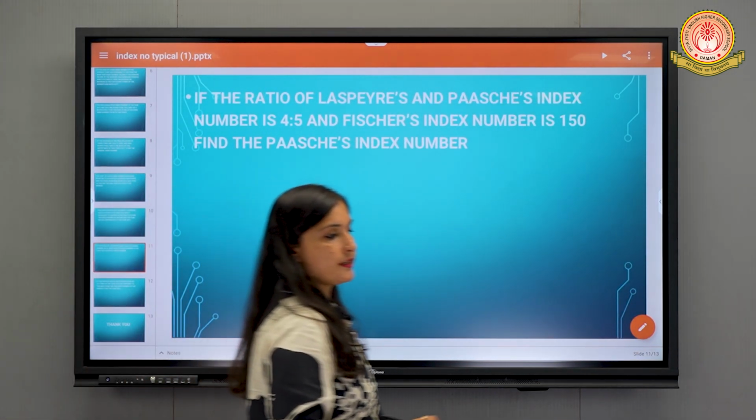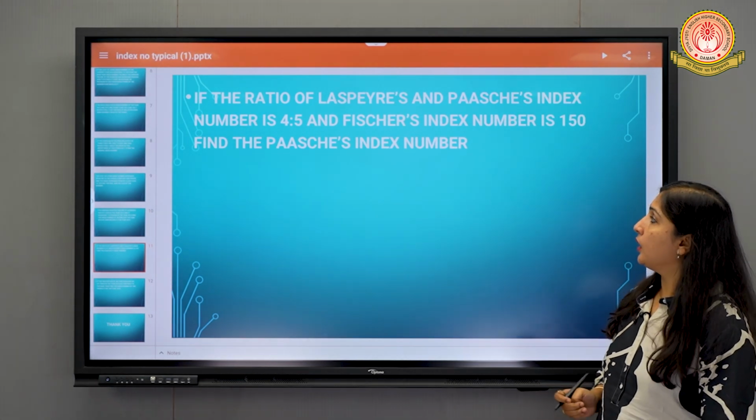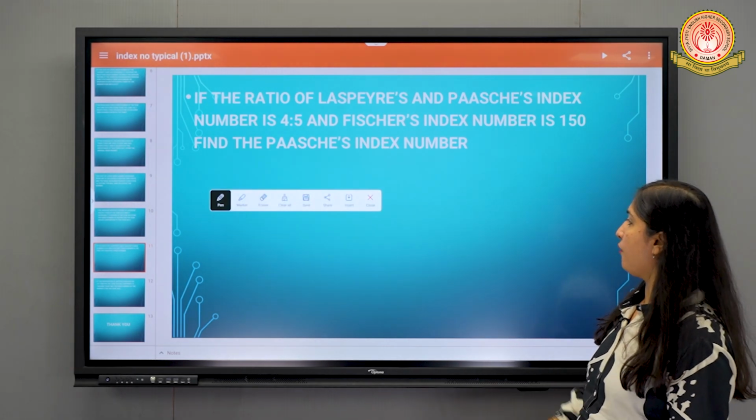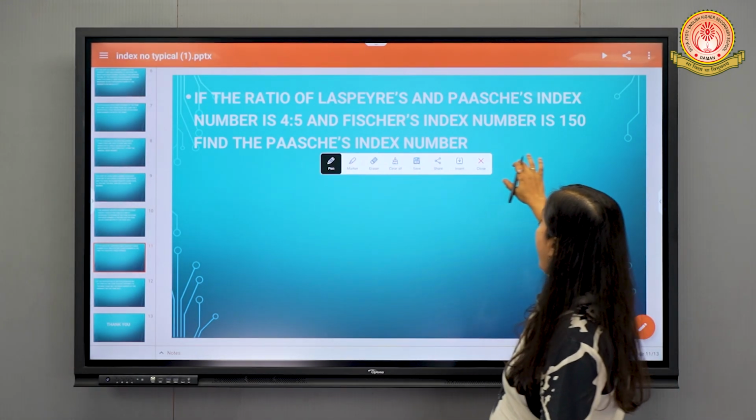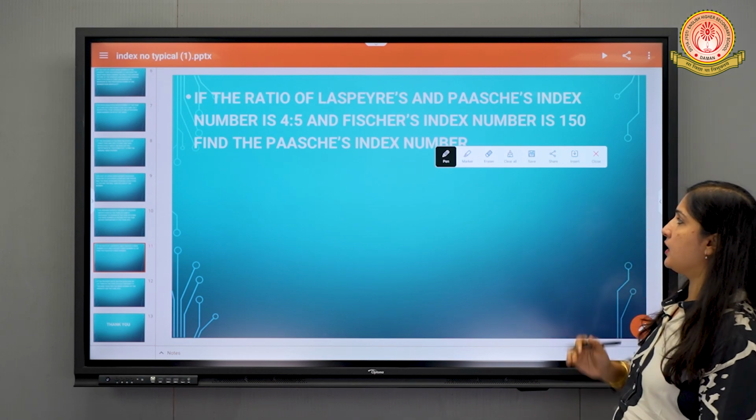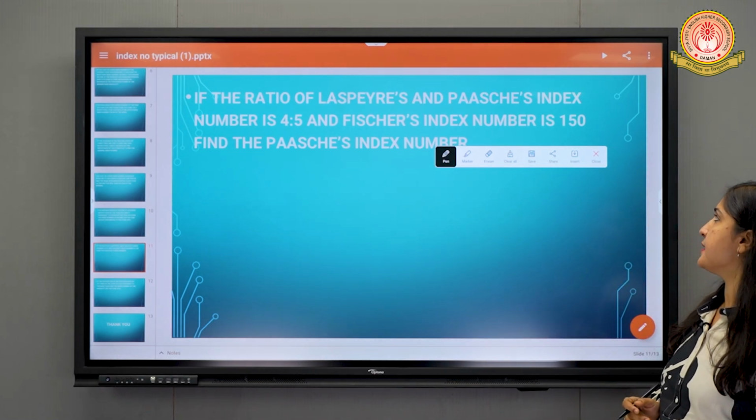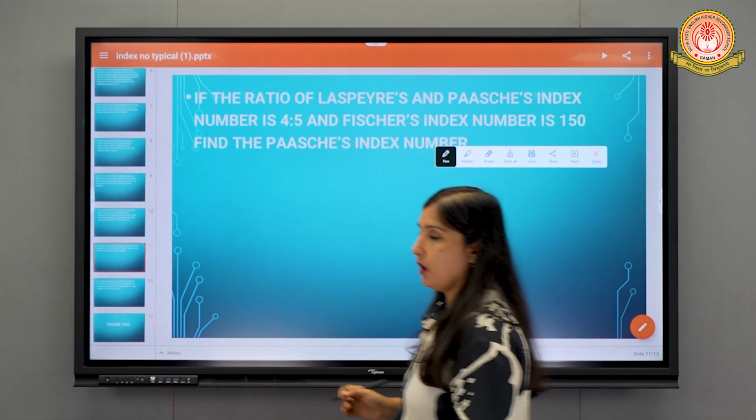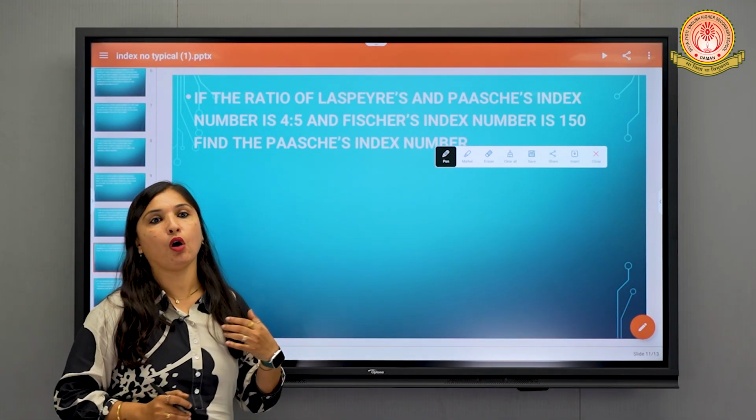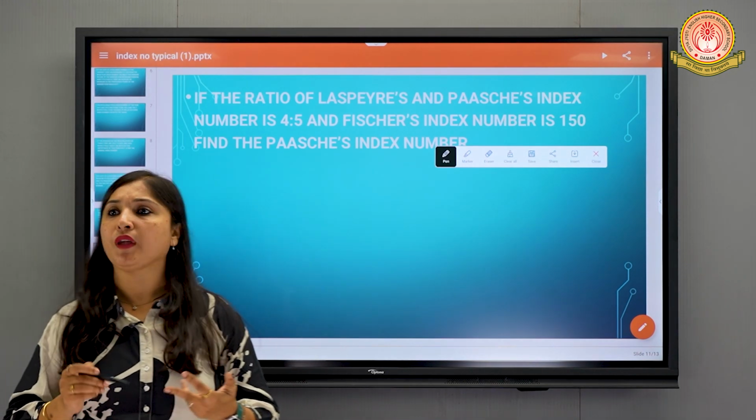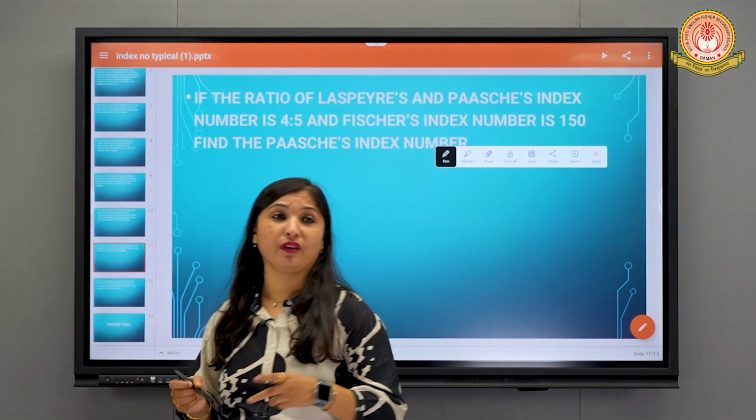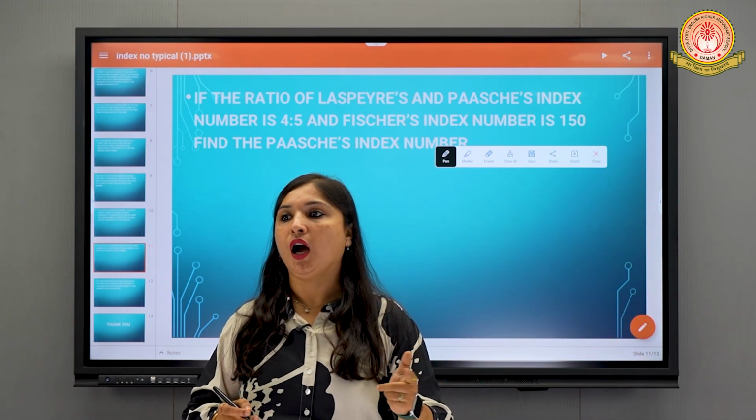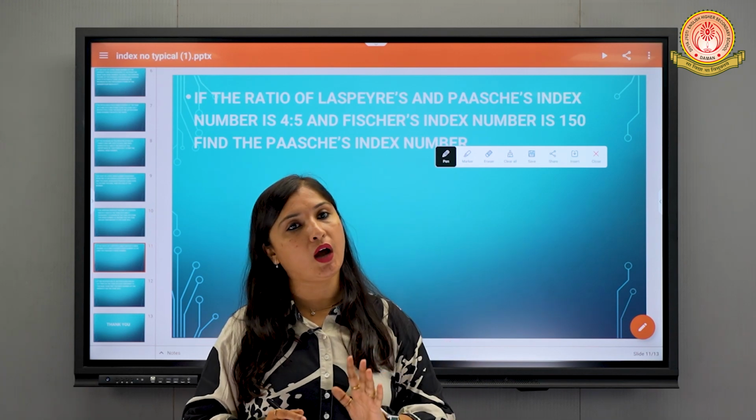Yes, this is a very interesting example. Let's see. Here, what is given? The ratio of last year's and past year's index number is 4:5 and Fisher's index number is 150. Then find the past year's index number. While reading this question, what did you understand? Last year's is given, past year's is given, Fisher's is given. Only one formula clicks into my mind: IF is equal to under root of IL into IP.